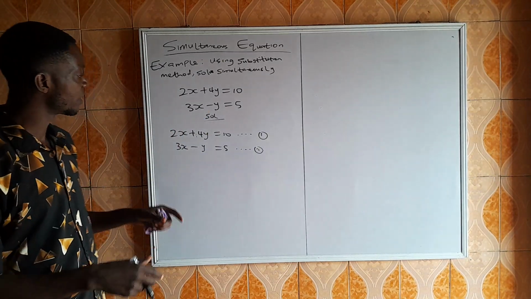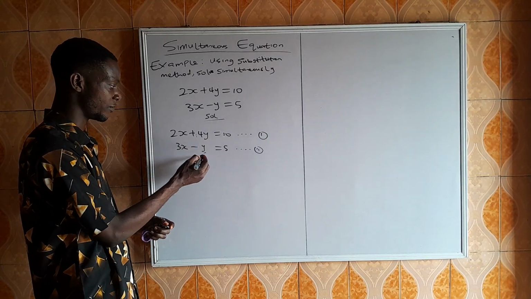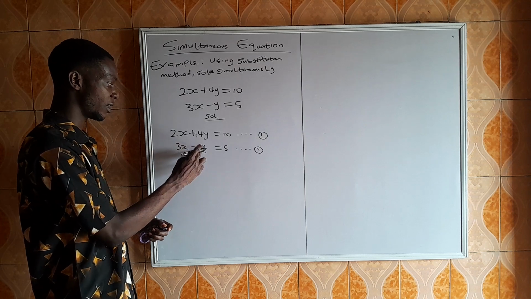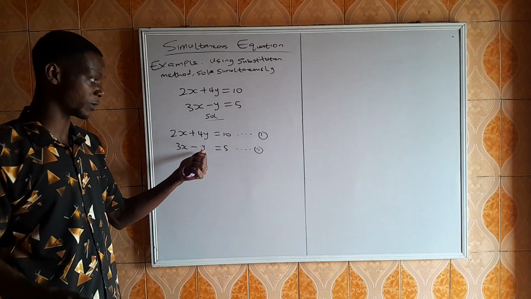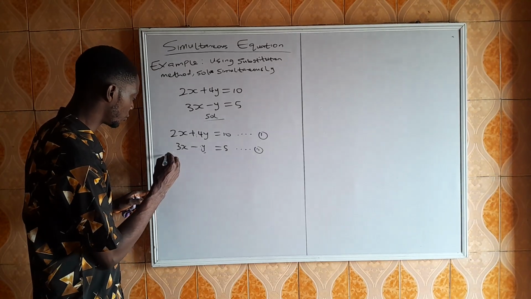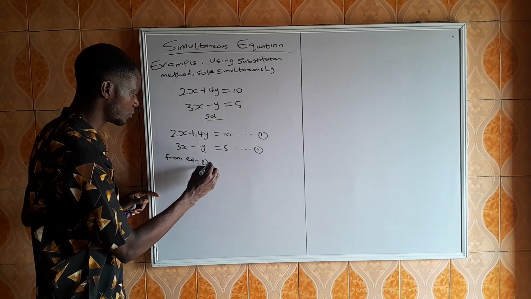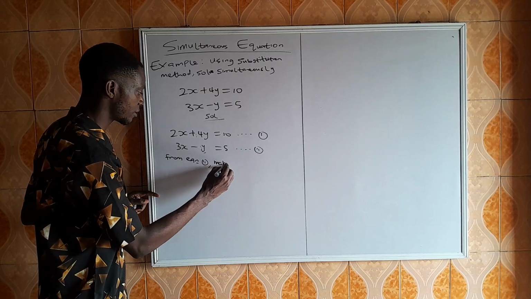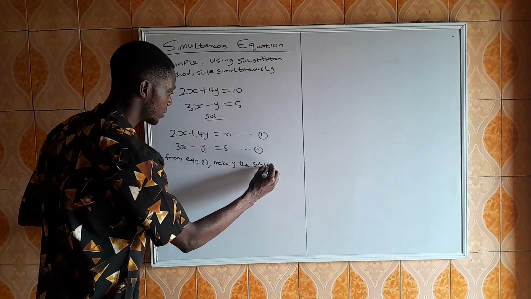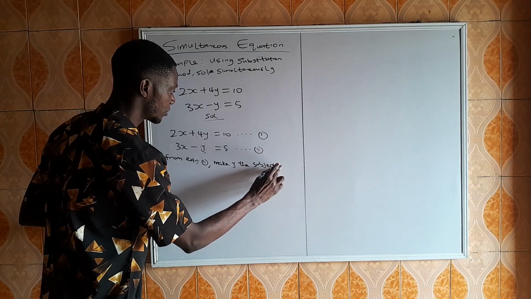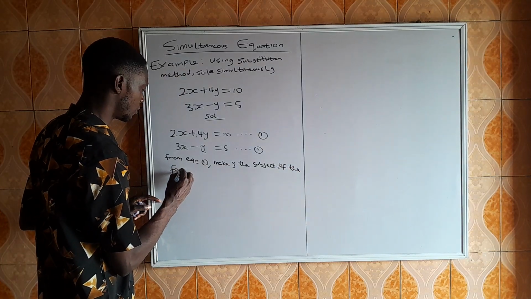If you check equation 2 very well, the y variable doesn't have any constant value behind it. So you can easily make y the subject of the formula from equation 2.